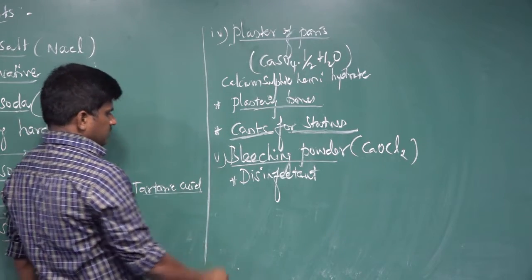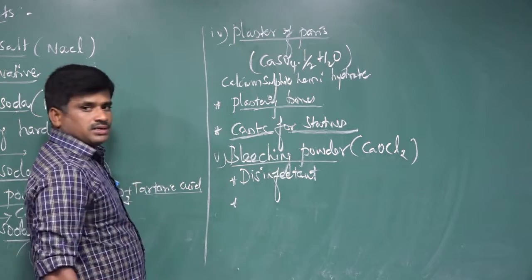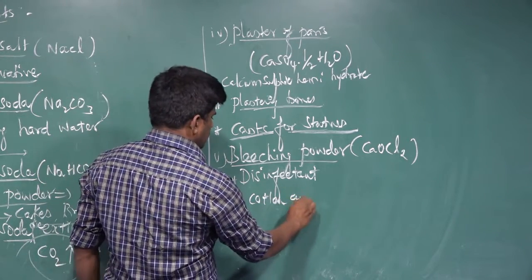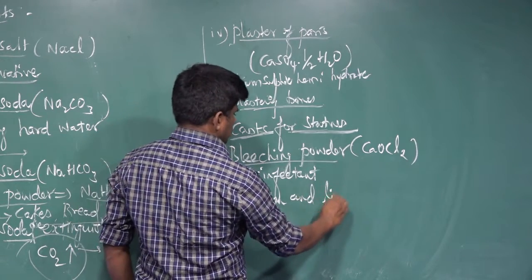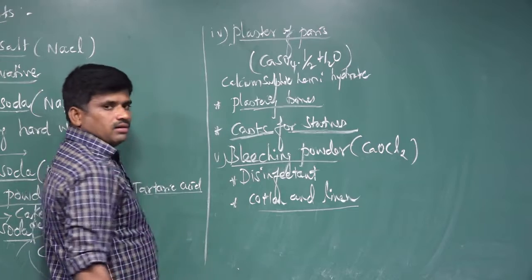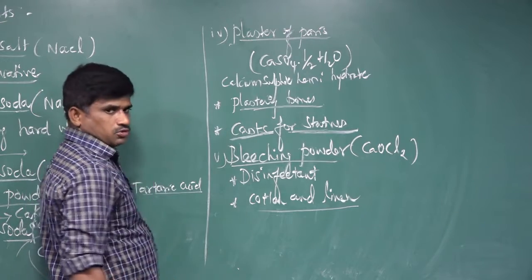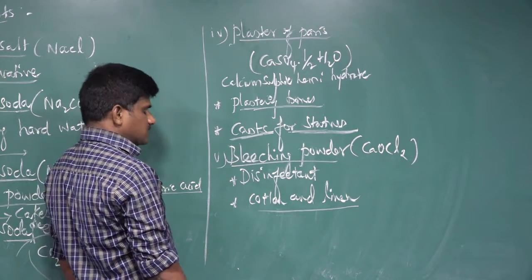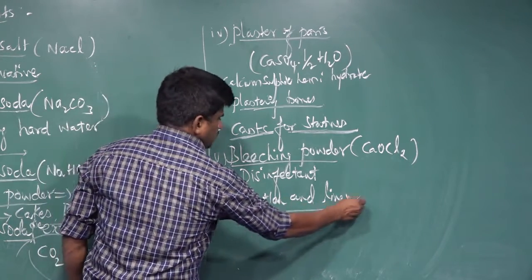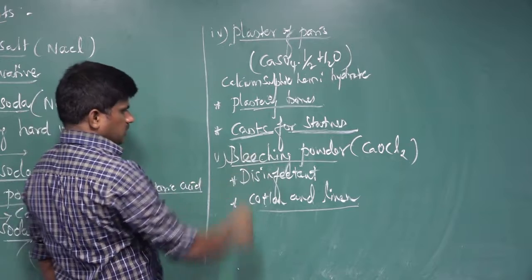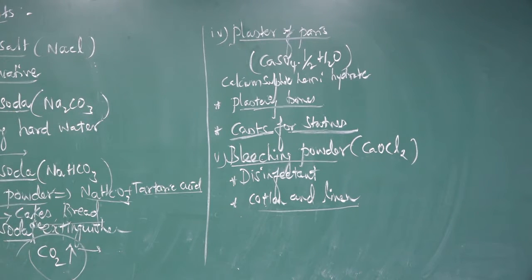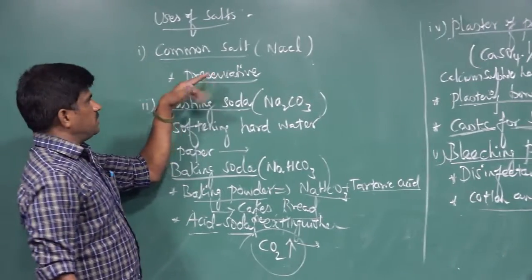It is also used in the textile industries, especially in cotton and linen industries. For bleaching cotton and linen dresses, bleaching powder is used. So these are the two uses of bleaching powder. This is about the uses of salt. Let us recall what we discussed so far in the uses.